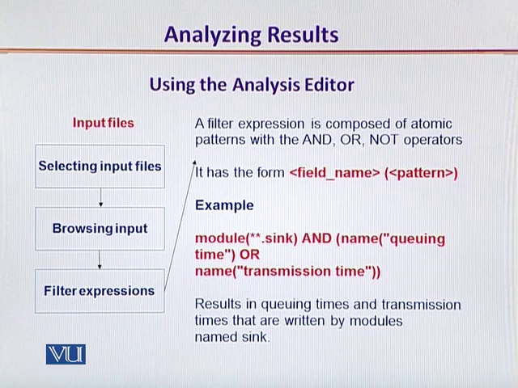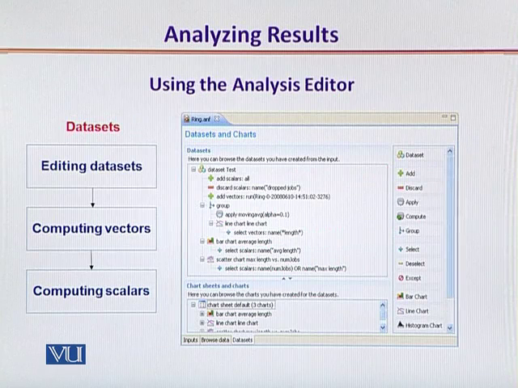As an example, if we look at a way to extract all the queuing and transmission times from a certain module called sync, we would be running this kind of script, that is module *.sync. It actually means wherever the particular sync file is placed, from there extract the queuing time and the transmission time. So whatever parameters would have these names would be extracted out of these.